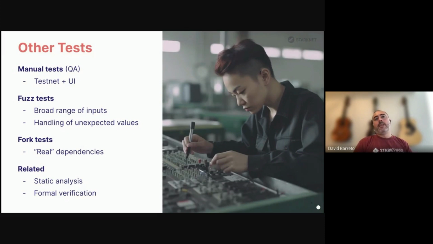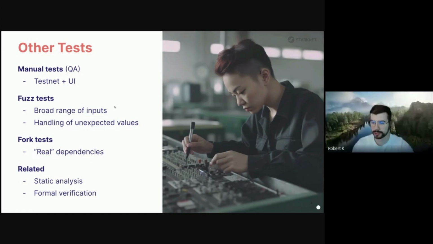Then you can do fork tests that basically try to create a partial copy of the state of Starknet, so you don't have to mock dependencies. You can actually use real state from other smart contracts. I don't think that's possible right now with Foundry, if I'm not mistaken, Robert. Right? I don't think fork test is supported right now. So currently there is support for fork test, and we'll quickly cover that. Today they updated to the new version, and there's some interesting things there.